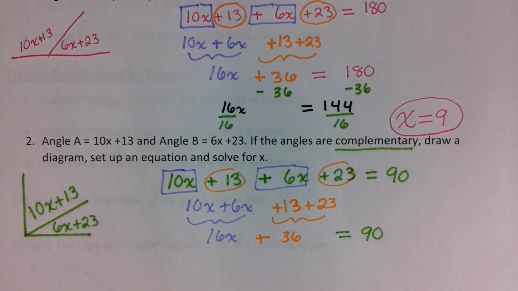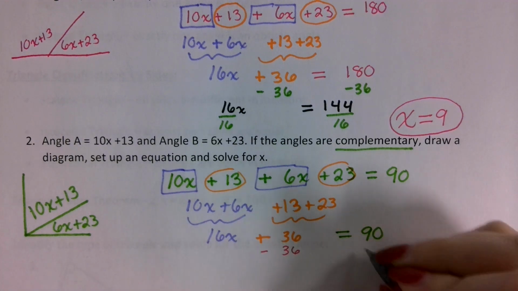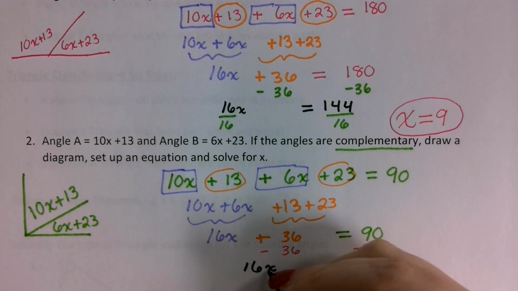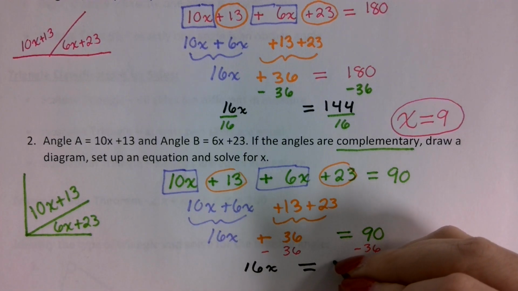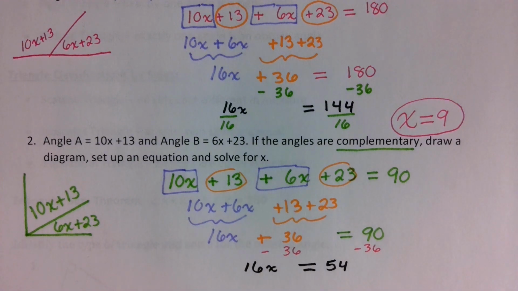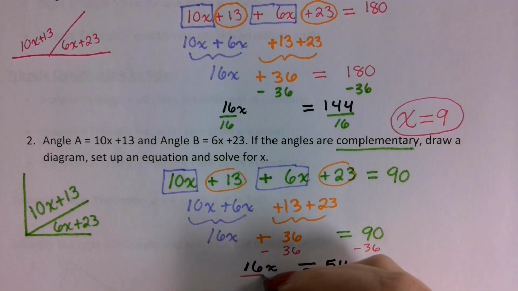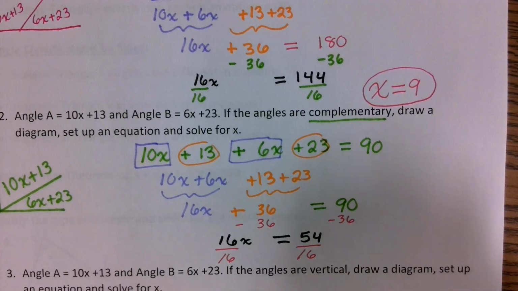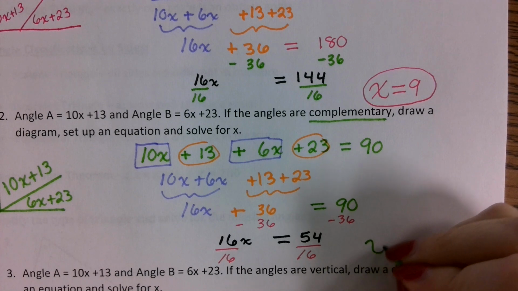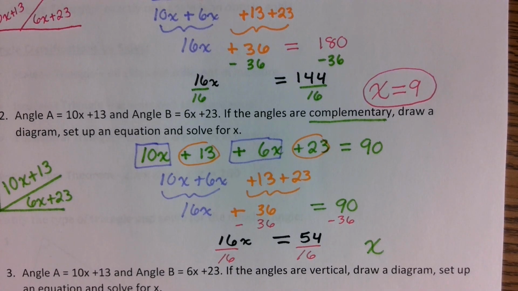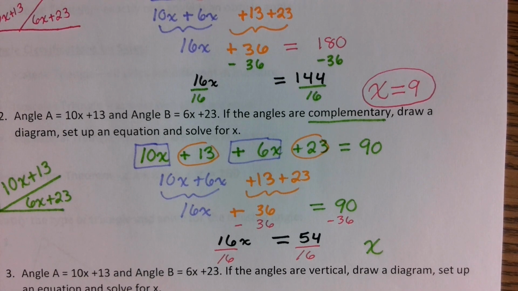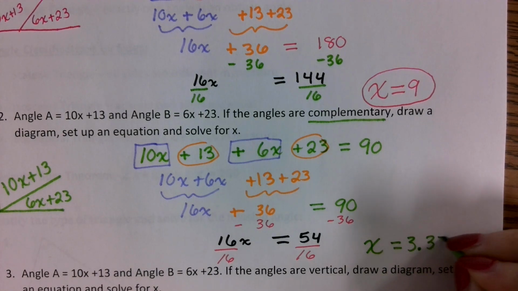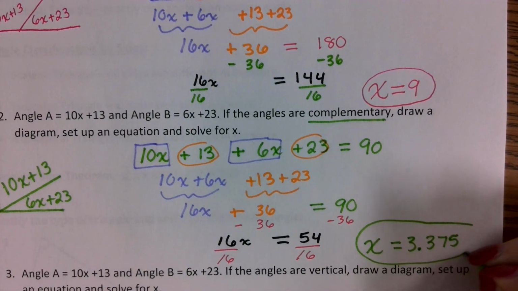The first thing that we want to do is subtract 36 from both sides. That leaves us with 16x is now equal to 54. And then we would divide both sides by 16. What's 54 divided by 16 going to give us? 3.375. Good. It's okay to get decimals.